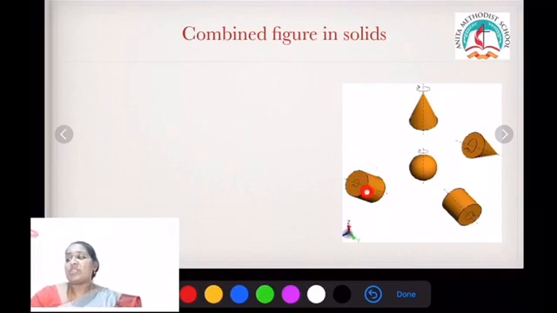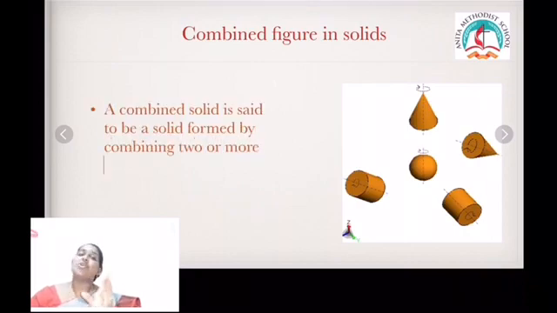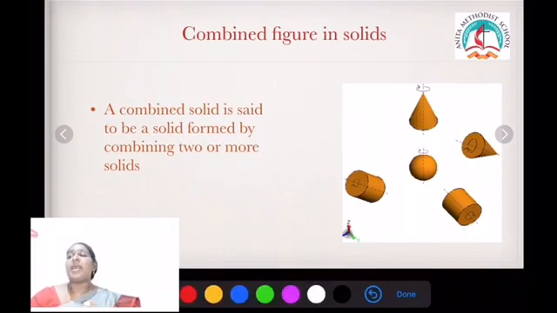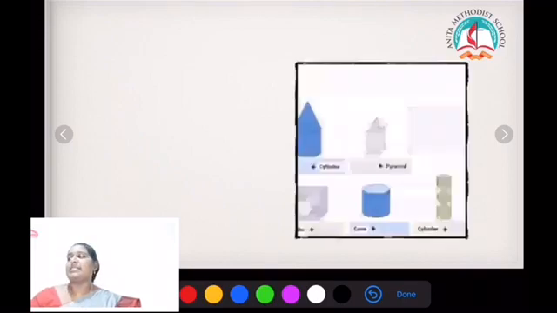Now have you seen this is the cylinder, children? Cylinder plus cone, or cylinder plus hemisphere, or cylinder plus sphere. Somehow solids may combine two or three figures. We say that combined solid figures. So a combined solid is a solid formed by combining two or more solids. I hope you all understood. Shall we see a few more examples?